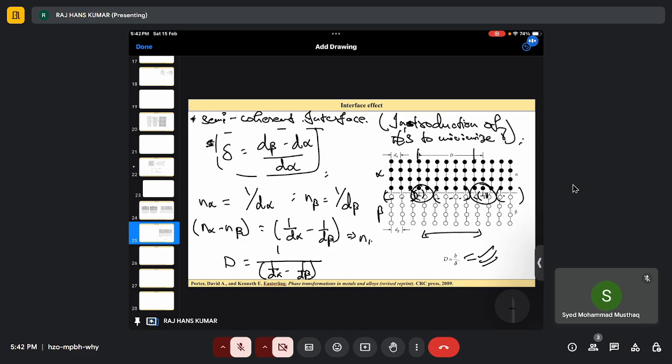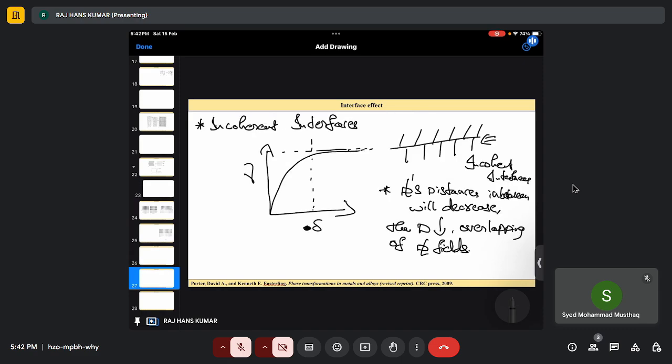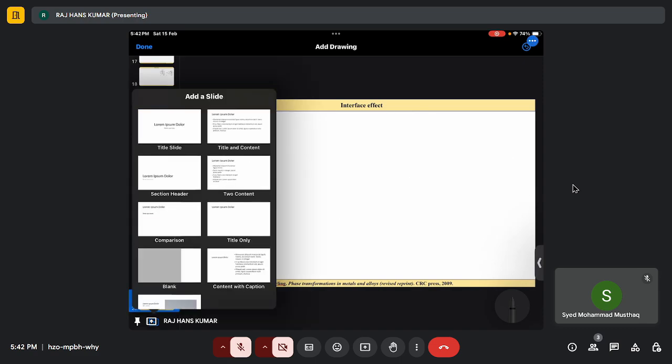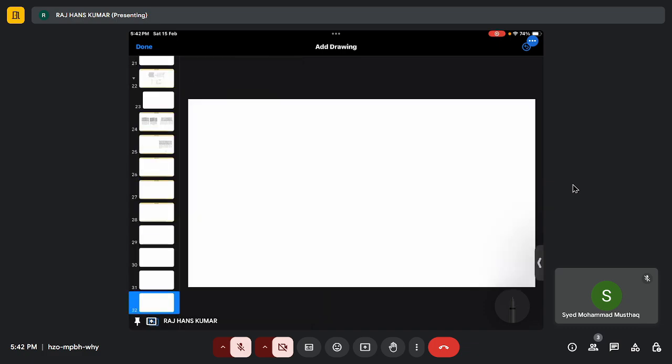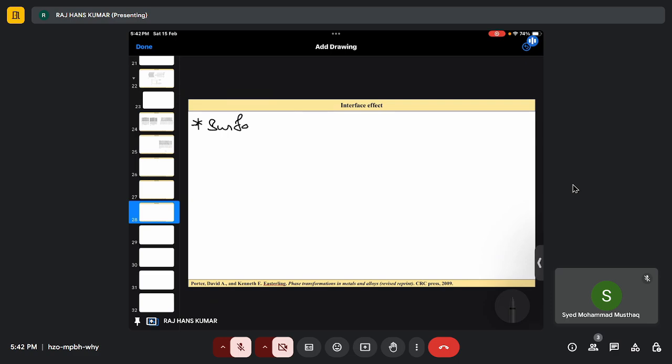Now moving on to the surface energy of the specific atomic planes, right? Let me add a few more slides. Let's say the surface energy of FCC atomic planes.